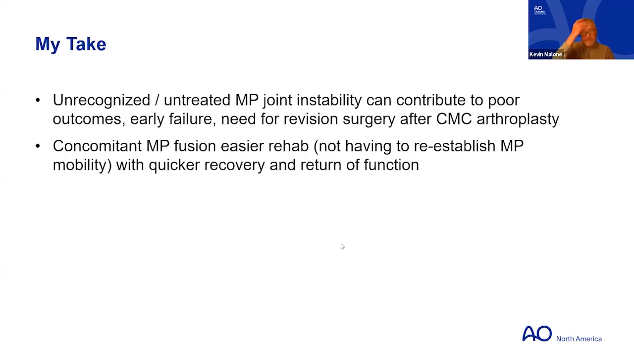I have found in my patients that concomitant MP joint fusion is an easier rehab, as they're not having to reestablish MP joint mobility, with a quicker recovery and a return to function. So that's it for my talk.